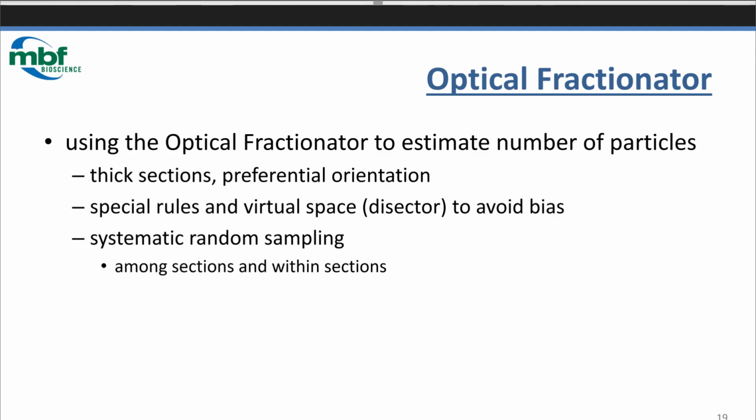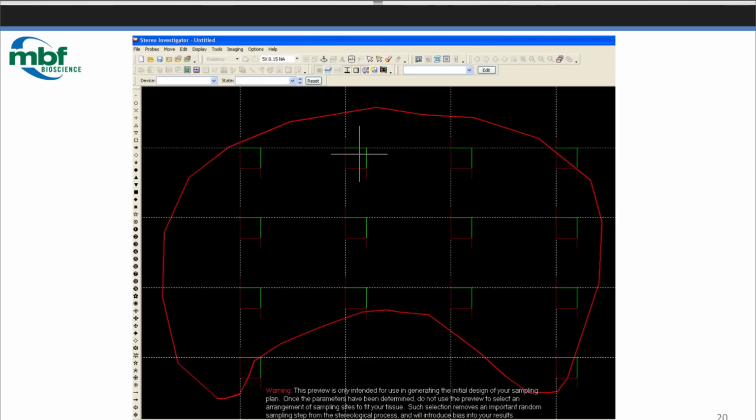We're going to use special rules, and we're going to go over those rules now. We're going to use a virtual space called a dissector. We're going to look for the leading edge of the cell in the dissector to avoid bias. And of course, like all of these probes, we want to use systematic random sampling, both among the sections and within the sections. So this shows an image from our program.